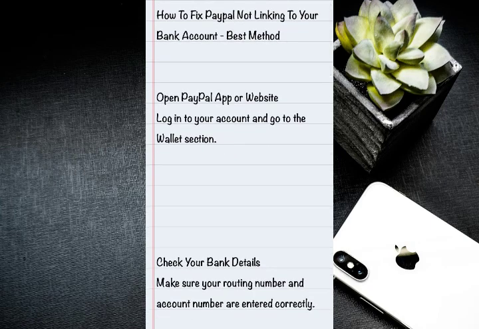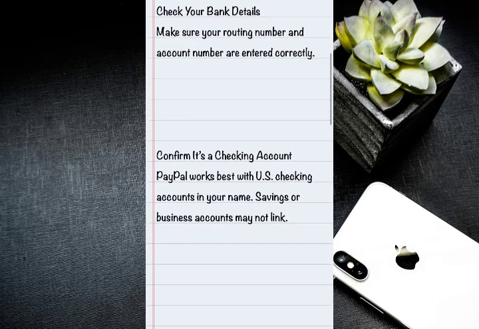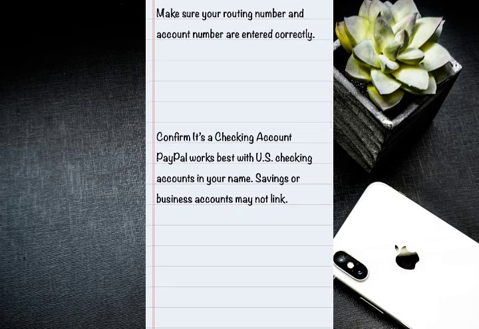Then after that, go to the wallet section, then check your bank details. Make sure your routing number and your account number are entered correctly. Then after that, you have to confirm it's a checking account. PayPal works best with a US, which is United States, checking account in your name. Savings or business accounts may not link.